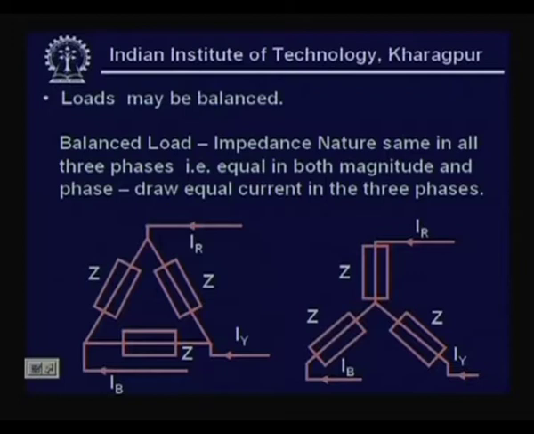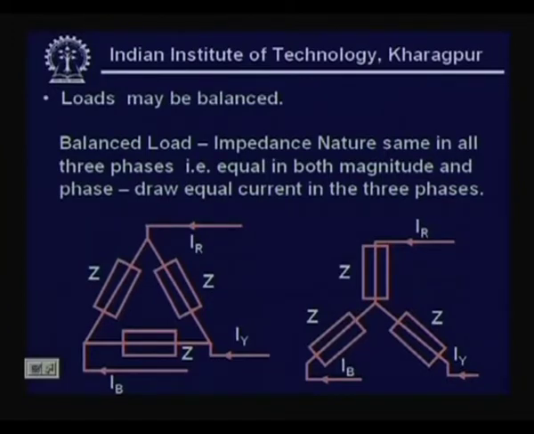When I mean magnitude and phase, it means both the reactive component and the resistive components are same. If I define that the R is the resistance in a phase, it is same in all the three phases. If I say X is the reactance of a phase, it is same in all the three phases. That is when we say that it is a balanced load. So loads could be balanced. A balanced load means impedance nature same in all three phases, that is equal in both magnitude and phase, and thereby it draws equal currents in the three phases.